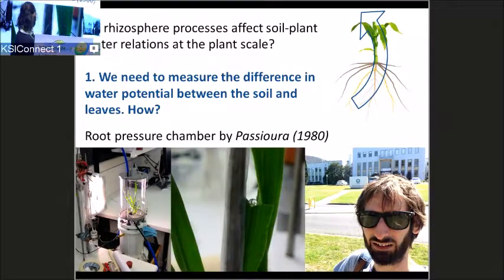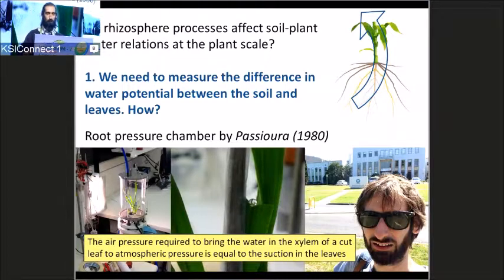It's very simple. You have a pressure chamber. It's similar to a Scholander bomb where you grow the plants, but the plant is intact. The plant is above, in a cuvette where you can control transpiration. You can control humidity. You may impose higher light or lower light.